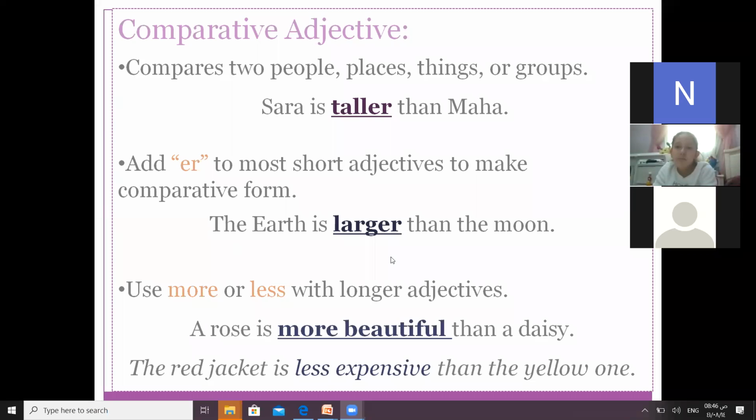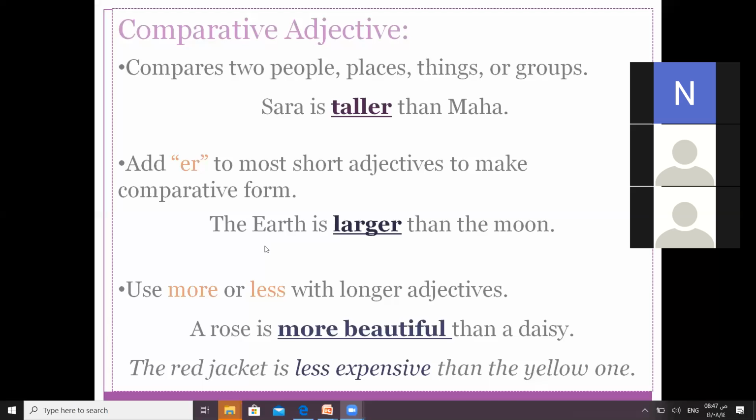The earth is larger than the moon. Here I'm comparing between two nouns, the earth and the moon. I'm saying that the earth is larger, so what did I do here? Large has one syllable. So I will add ER, larger.